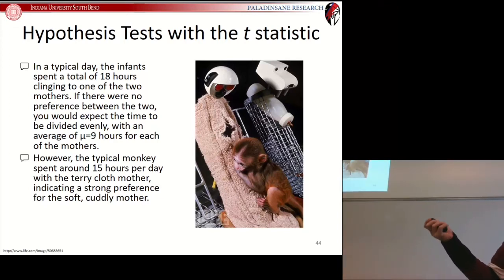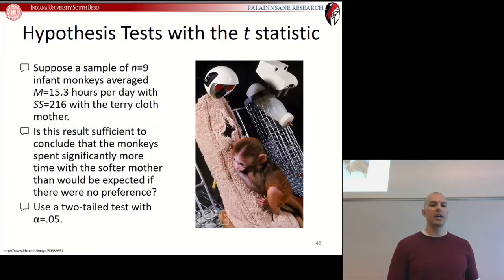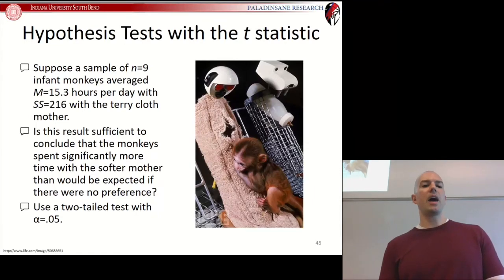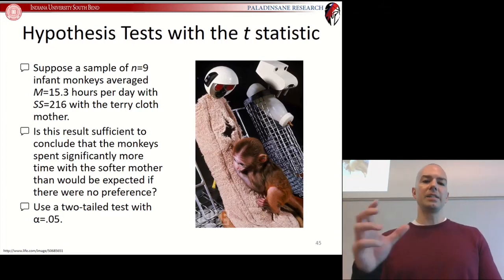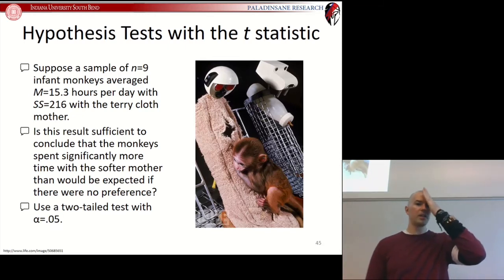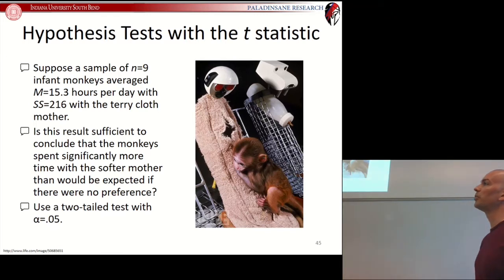So if there was no preference between the two, we would expect the time to be divided evenly with an average of 9 hours for each one of the mothers. However, the typical monkey spent 15 hours per day with the terry cloth mother, indicating a strong preference for the soft, cuddly mother. So suppose we had a sample of 9 infant monkeys, and they averaged 15.3 hours per day with a sum of squared deviations of 216 with the terry cloth mother. Is this result sufficient to conclude that the monkeys spent significantly more time with the softer mother than would be expected if there was no preference? Use a two-tailed test with an alpha of 0.05.